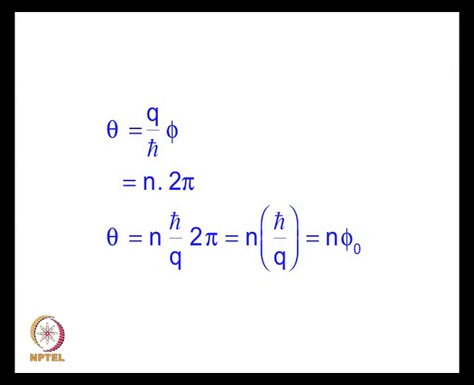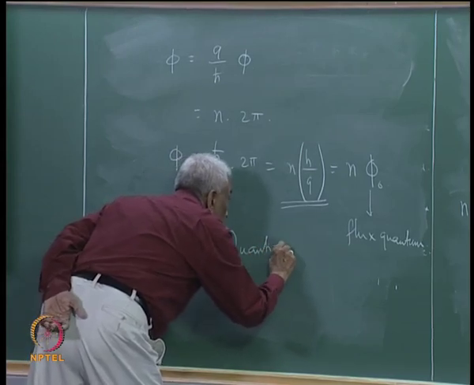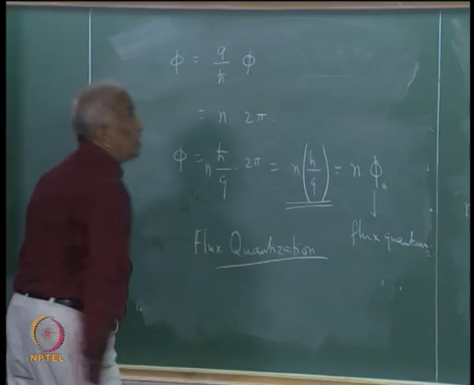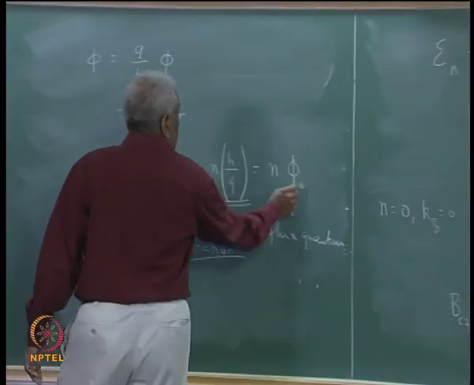This is a very profound result. The requirement that the wave function of a superconductor should remain single valued results in a quantization of the magnetic flux threading a superconducting loop in units of a quantity called h by q. So, this quantity is known as the fundamental flux quantum. This is the flux quantum. So, the flux quantization is a very interesting automatic result of the fact that the superconductor is a macroscopic quantum state, and this is what we have used in here. So, that is the significance of this.